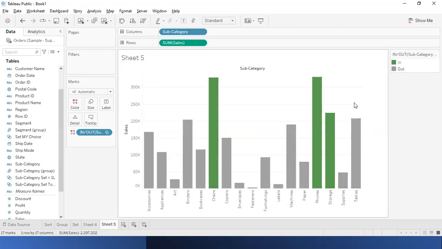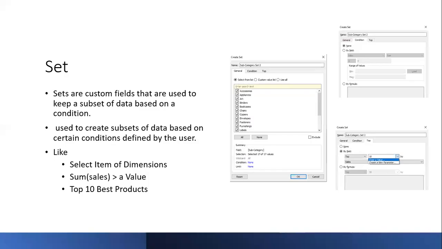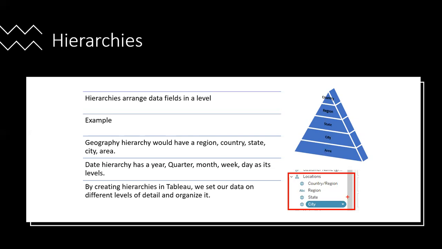Okay, these are the top 3 best-selling items. So we can have it. This is how we create a set. Mainly you're defining your own criteria, based on the criteria you want to show as outstanding values from the other values. Fine, that was about the set.